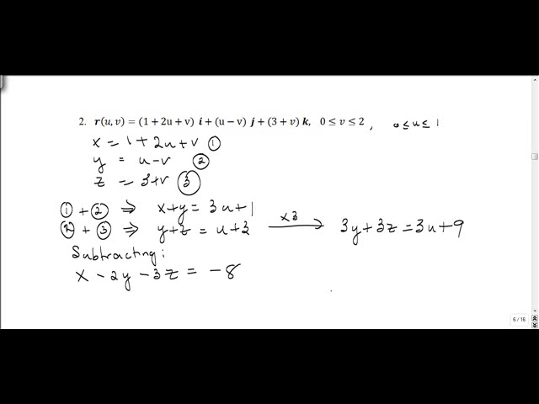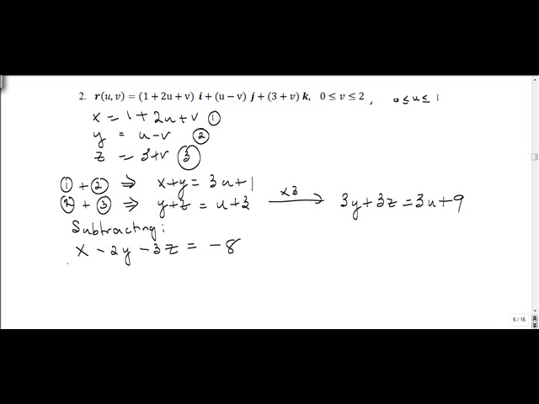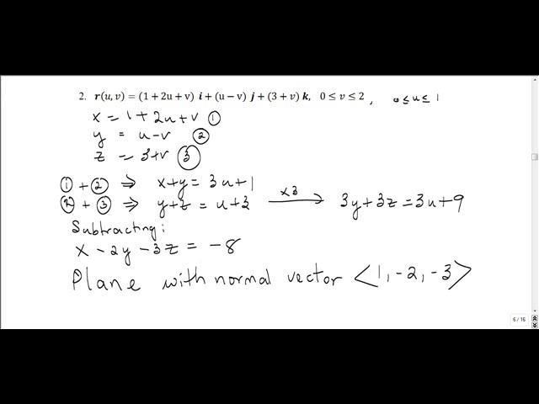So tell me, from a previous lecture, what surface is this? We did that very early on in this course. What surface is that? Could be only one thing. It's a plane. Do you remember what the normal vector is? It's 1, minus 2, minus 3. Very good. It is the coefficients of x, y, and z. All right, so that's finding the surface.